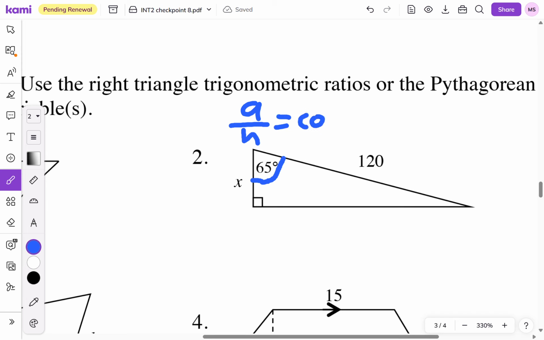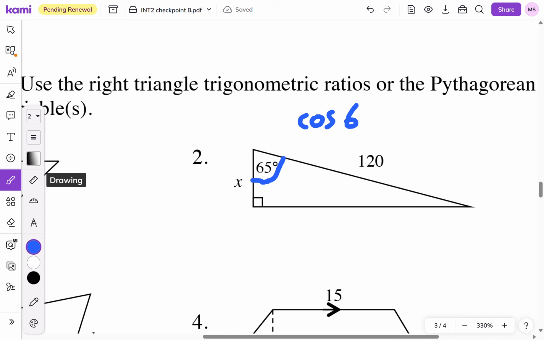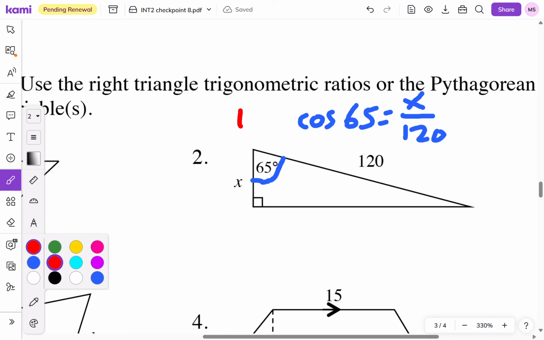That's cosine. Okay, so that means that for us here, we have cosine of 65 degrees equals the adjacent side, x, over the hypotenuse. And so all you have to do is multiply both sides by 120. And when you do so, you can cancel the 120 over there. And now we know that x equals 120 times the cosine of 65.